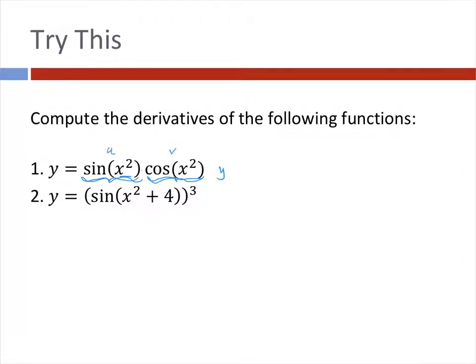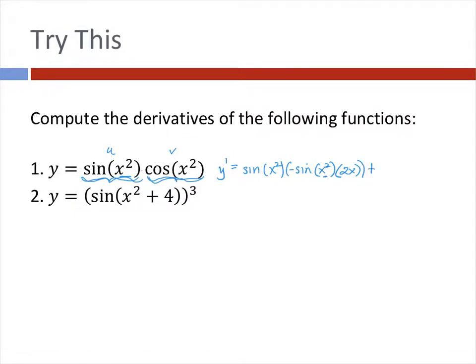So when I go to take the derivative of u times v, it is u, so I leave that alone, right? Times the derivative of v. And when I take the derivative of cosine of x squared, I'm going to have to apply the chain rule. So the derivative of cosine is negative sine x squared. That's the derivative of the outside, leaving the inside alone, times the derivative of the inside, times 2x, right? So that's my u dv.